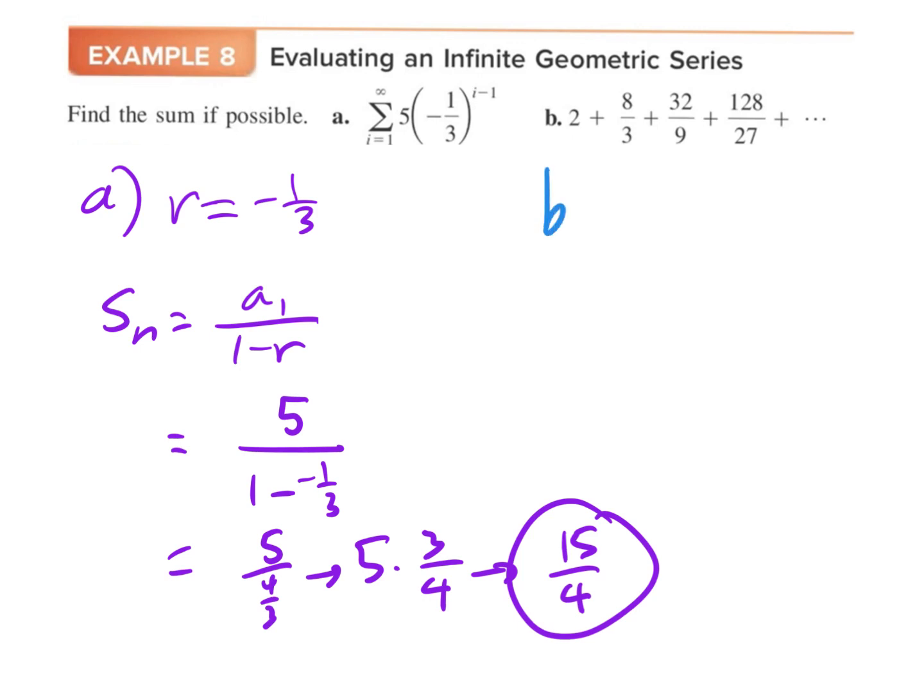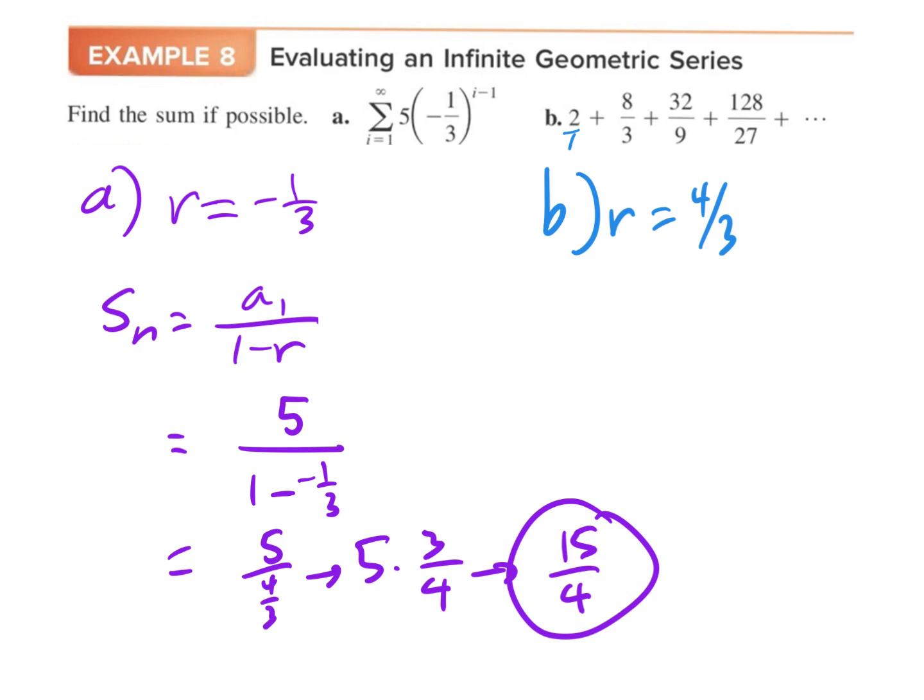We need to find R. To me, it's easy to ignore the first one. What's R here? How do I get from here to here? What do I multiply 8/3 by to get 32/9? 4/3. Does 4 times 32 give me 128? Yep. Now let's just check the first one just to be sure. 4 times 2, 1 times 3. Okay, R is 4/3. Is that in between -1 and 1? No, it's bigger than 1.